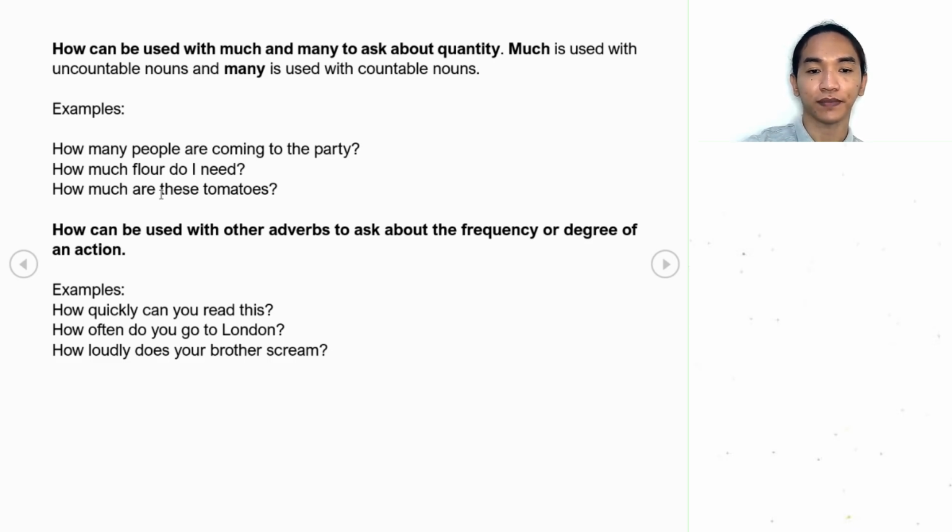Next one. How can be used with other adverbs to ask about the frequency of the action or the degree, to what level the action is done. So how quickly can you read this, the degree of this? How often do you go to London? Frequency. How loudly does your brother scream? So we're talking about the degree here.